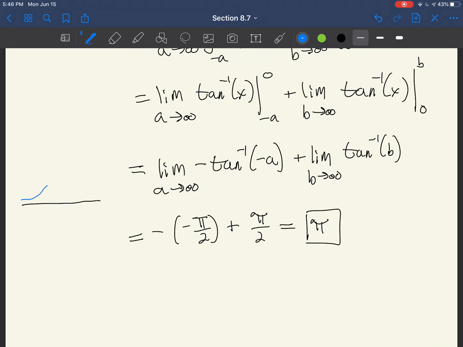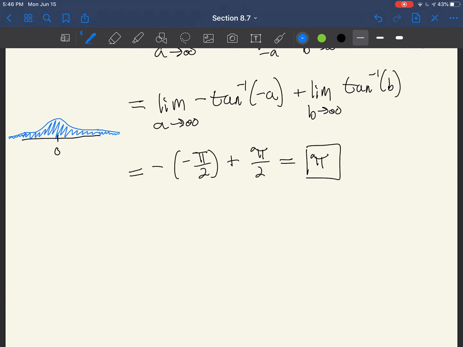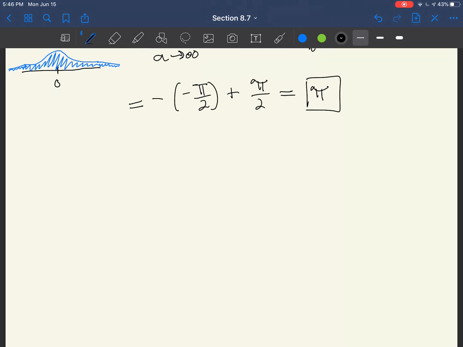So drawing what this means graphically. If we were to graph this function, it looks something like this. Drawn a little bit better. Yeah, that looks better, where it's centered at 0. And so it's saying that this area where these tails go off to infinity is pi. So that means that these tails kind of have to level off at some point and start adding negligible amounts of area.